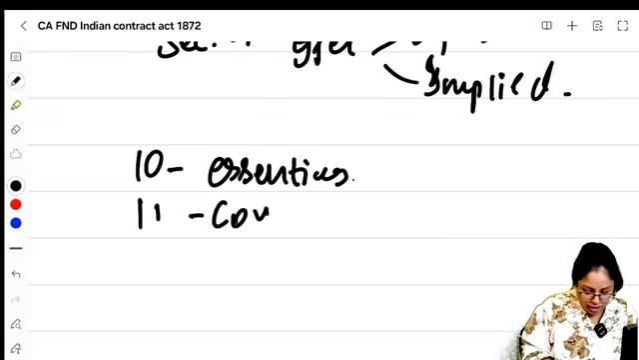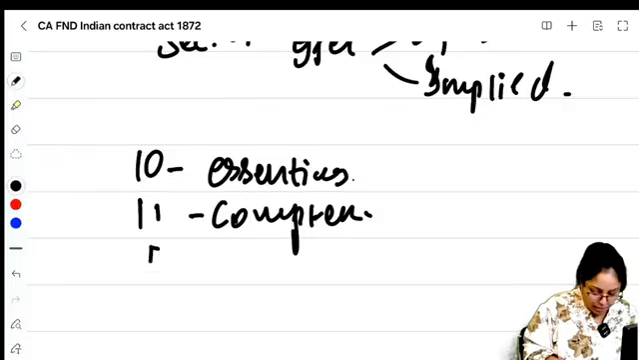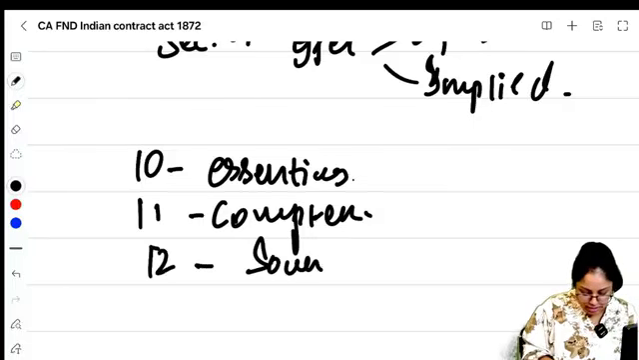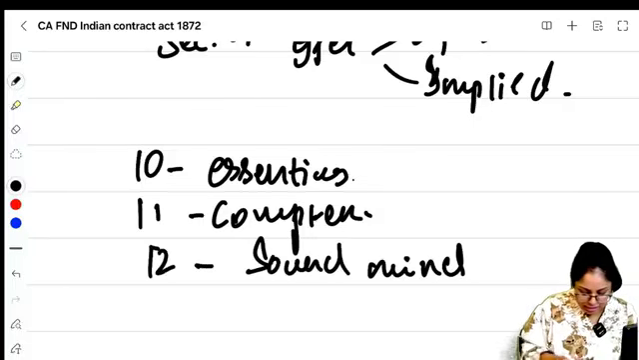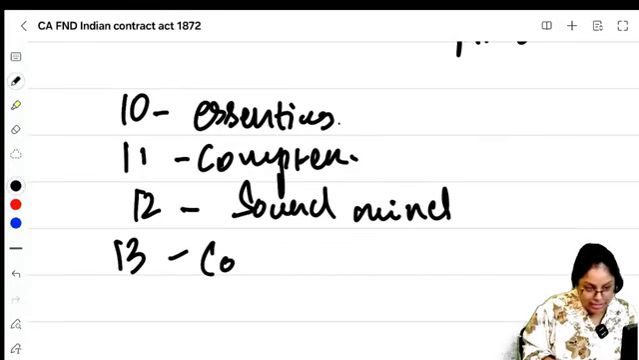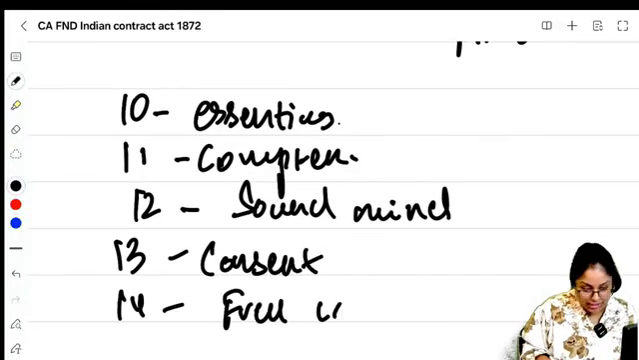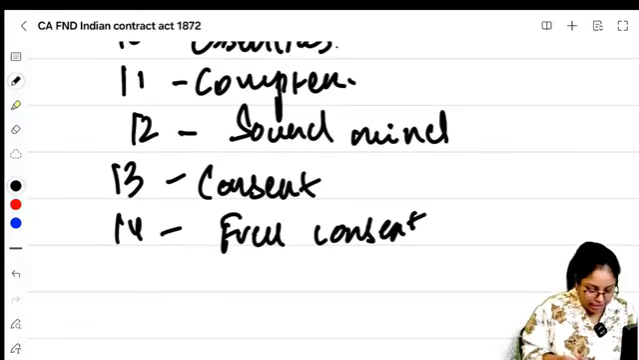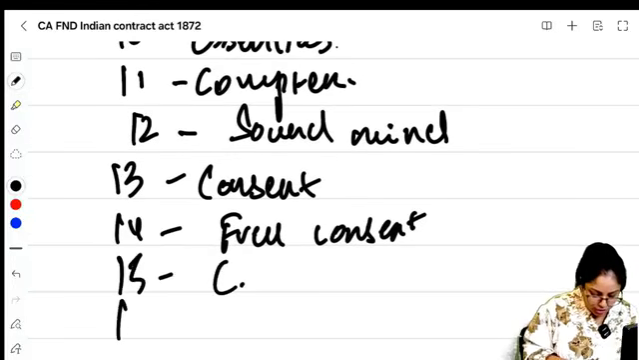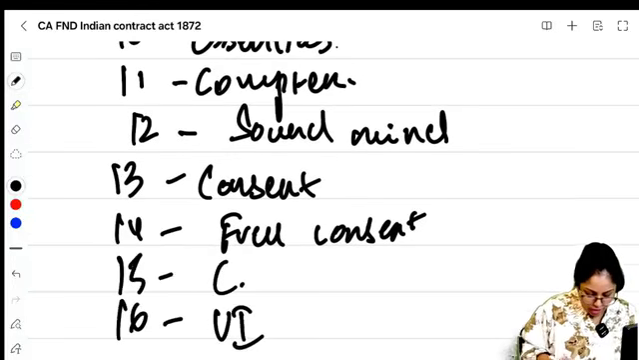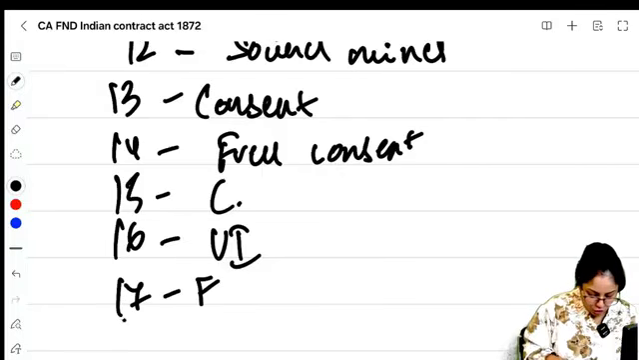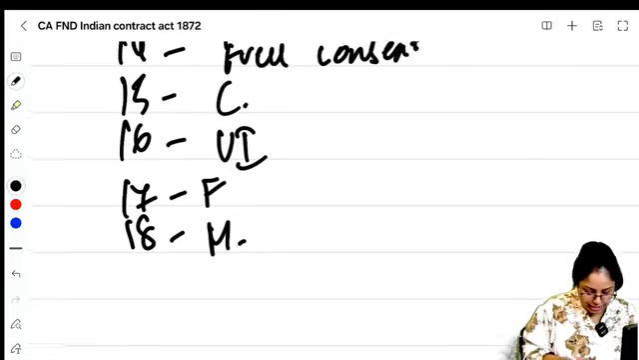11 is what? Competent parties. 12 is what? Sound mind. 13 is what? 13 is consent. 14 is free consent. 15 is coercion. 16 is undue influence. 17 is fraud. 18 is misrepresentation.